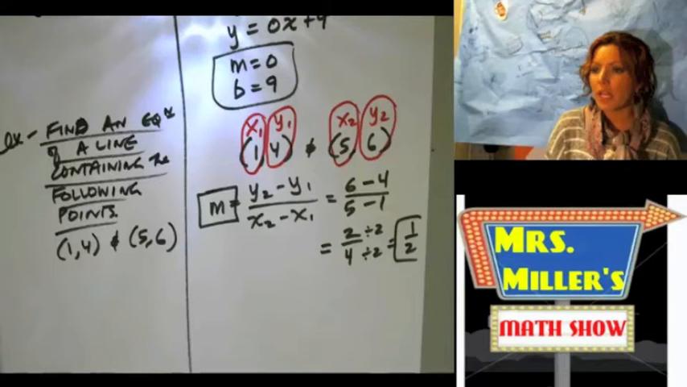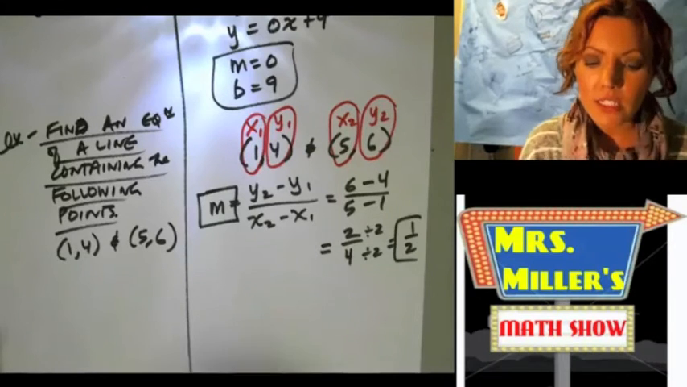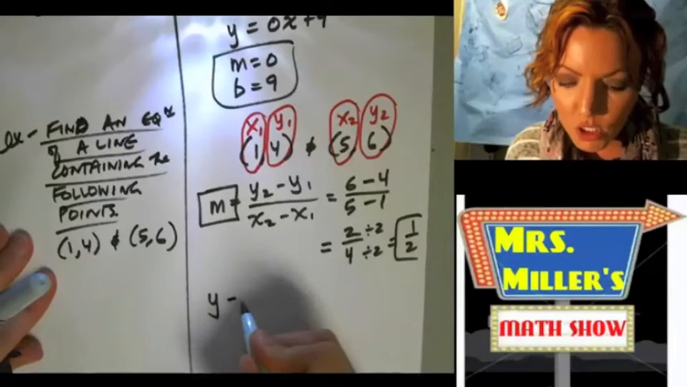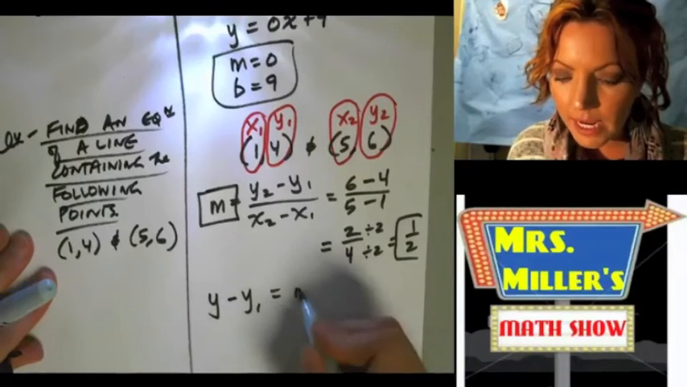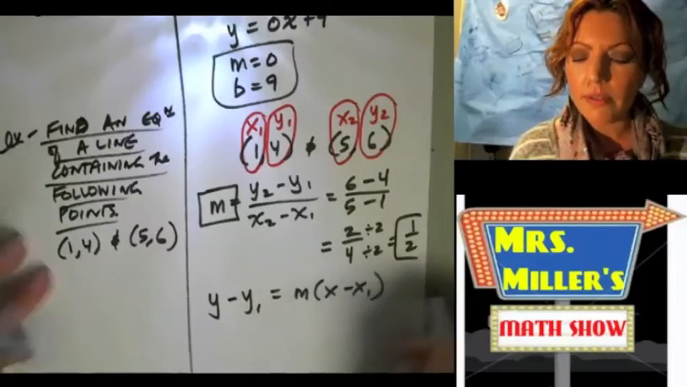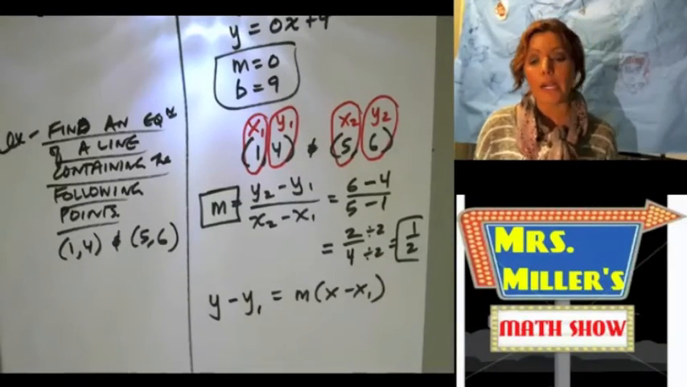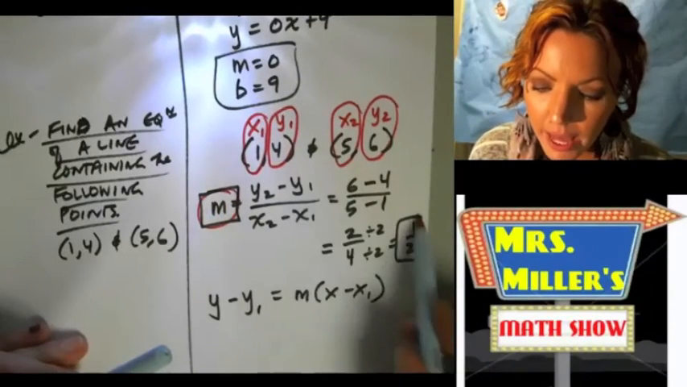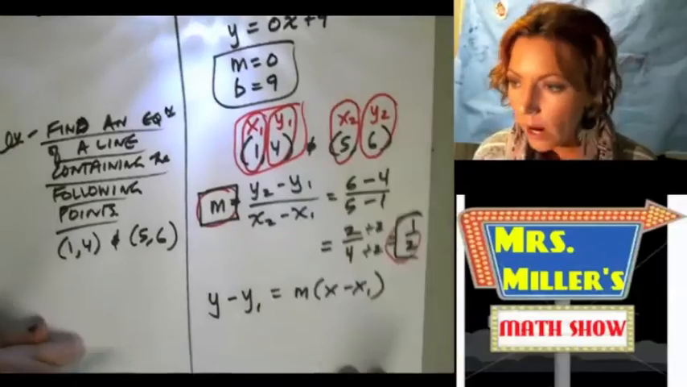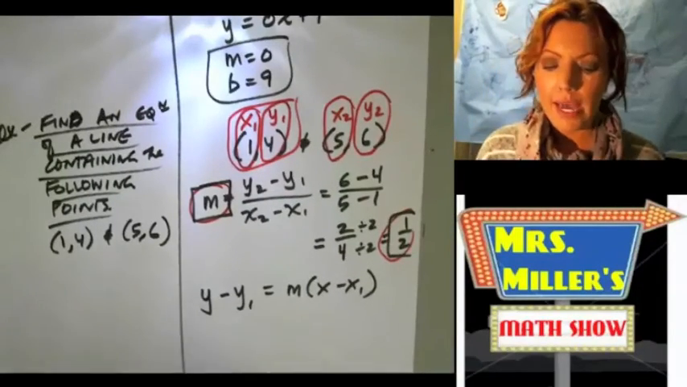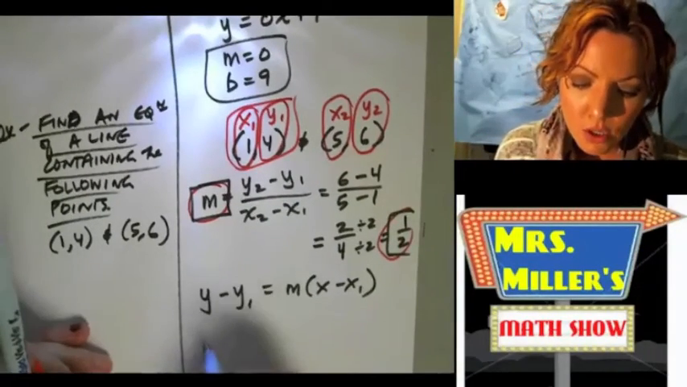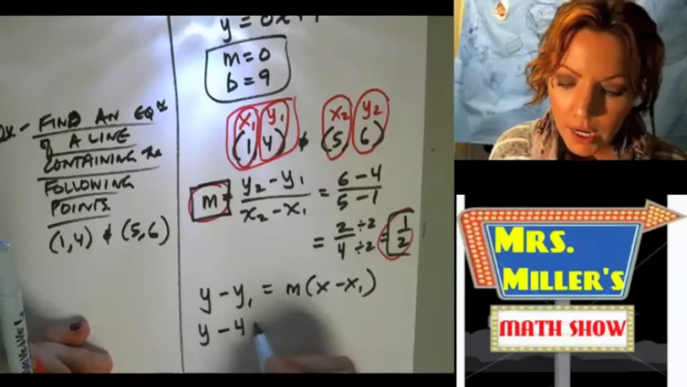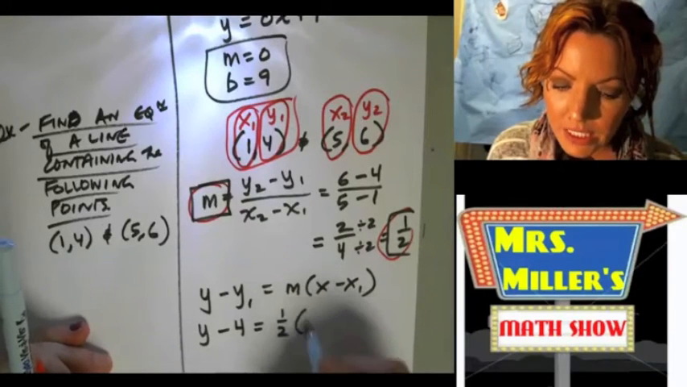Okay. So here's where we go from here. Point slope form, remember, is y minus y1 equals m times x minus x1. So we did this on our homework already. So remember the things that we're plugging in are m for the slope and x1, y1. Okay, so we get y minus 4 equals 1/2 times x minus 1.